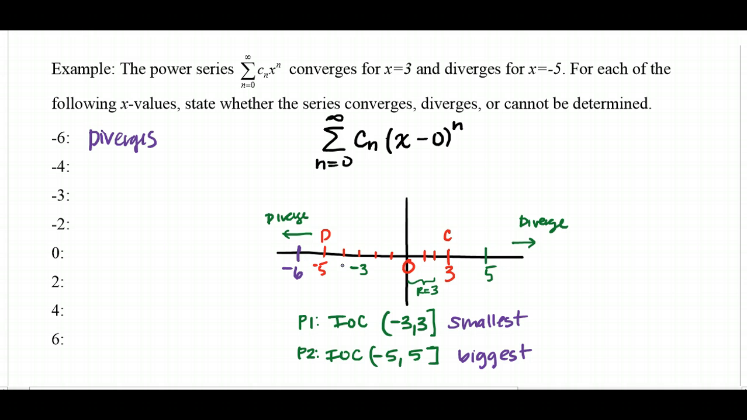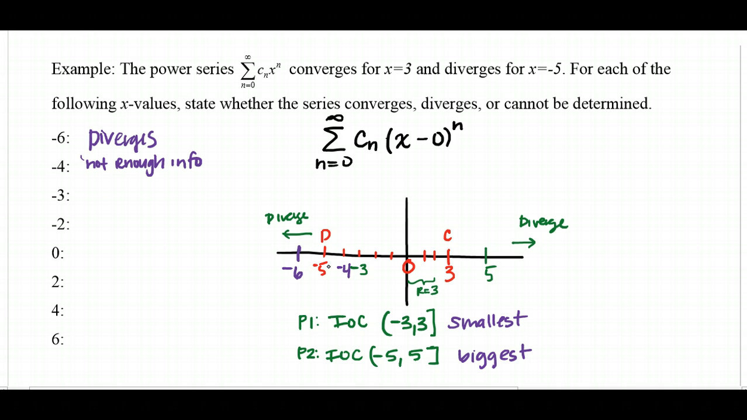Alright, -4. So -4 is right here. And what I know is that the smallest interval of convergence is from -3 to 3. So within this interval, every value in this interval has to converge. But -3, I don't know what happens there. And really, I don't know what happens at -4 either. So that's arbitrary. So at -4, there's not enough info to determine whether the series converges or diverges at -4. So this was the smallest possible interval. This was the biggest possible interval. But -4 falls in between that. So I don't really know what happens there.